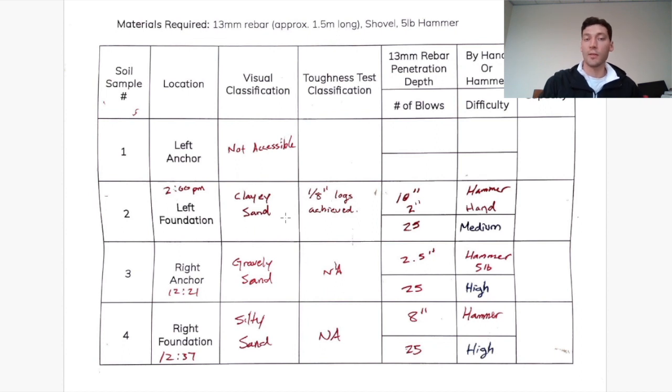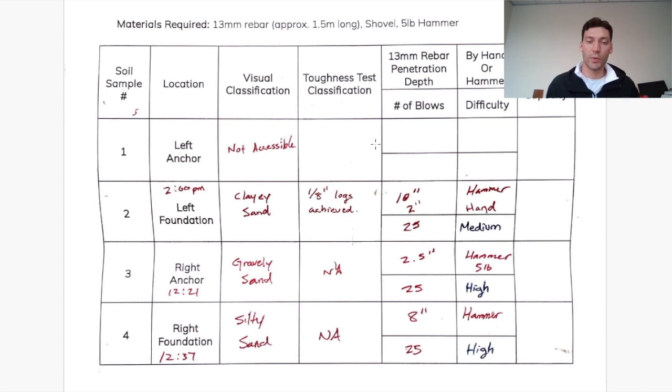So clayey sand simply means that most of that soil appeared to be sand and some of it appeared to be clay. But most of it was sand, a little bit was clay. And same idea with gravelly sand for the third sample location and silty sand for the fourth. Now moving on to the next column, the toughness test classification.